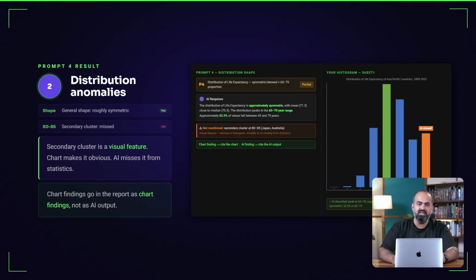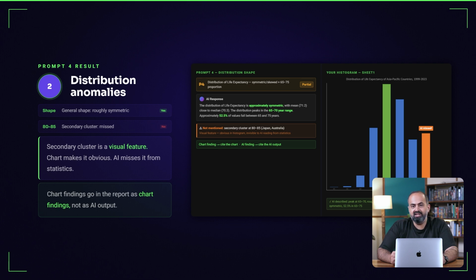This is not because the AI made a calculation error. It is because the secondary cluster is a visual feature. The histogram makes it obvious; in a table it is much easier to miss. A language model summarizing from statistics tends to describe the central tendency and shape without drilling into the tails.